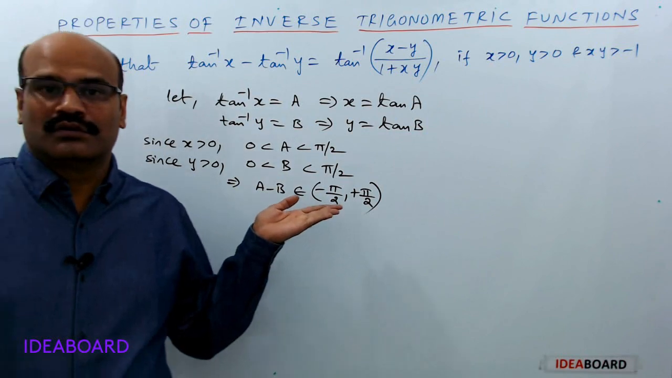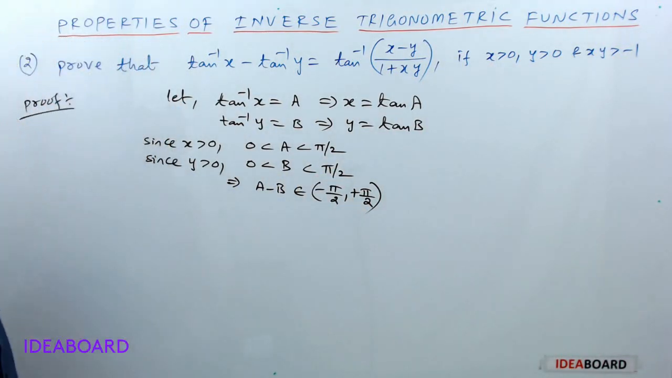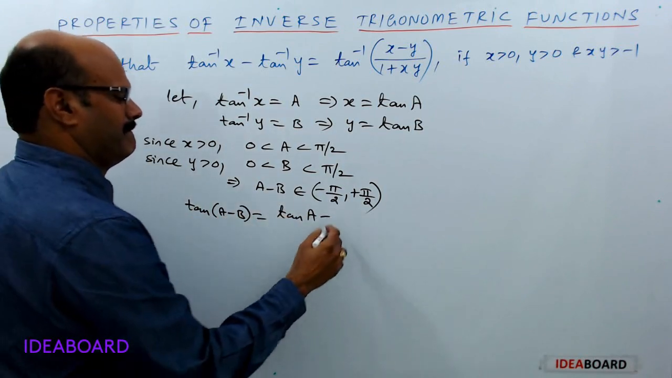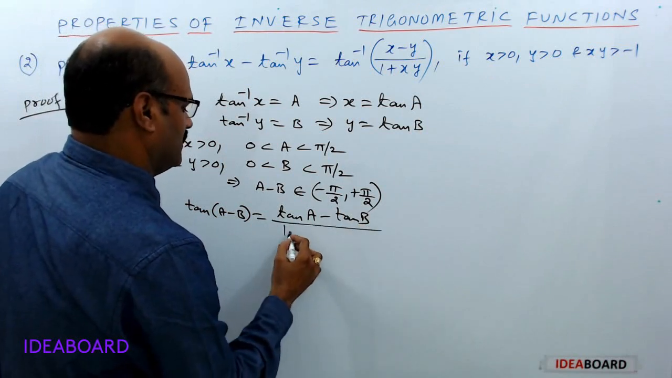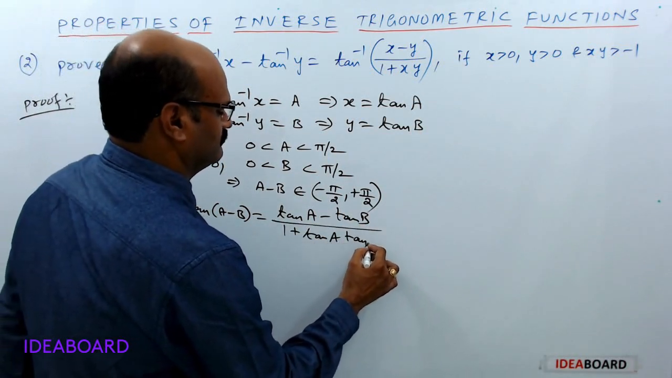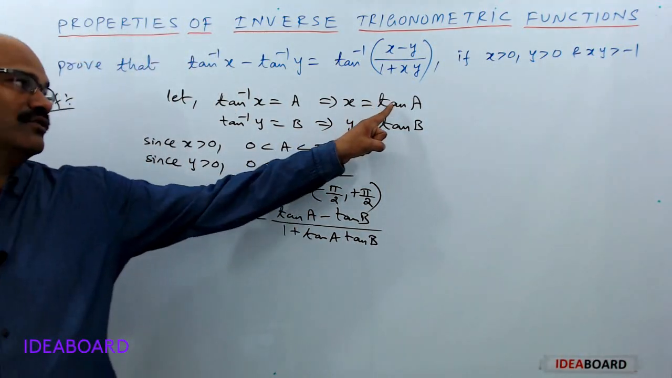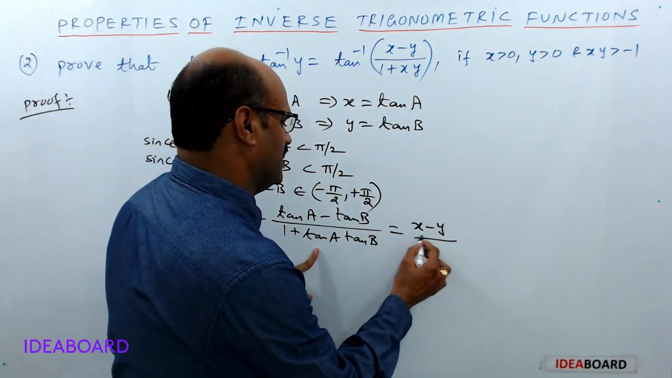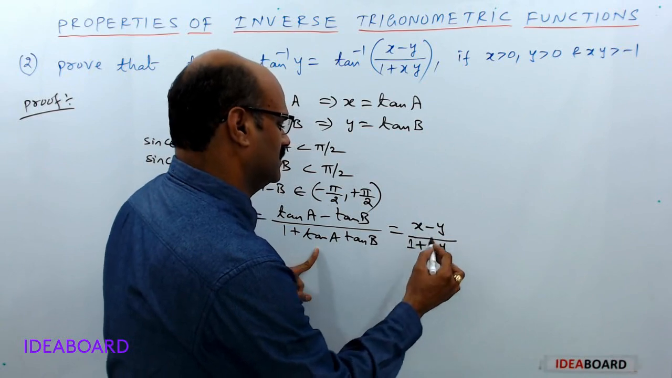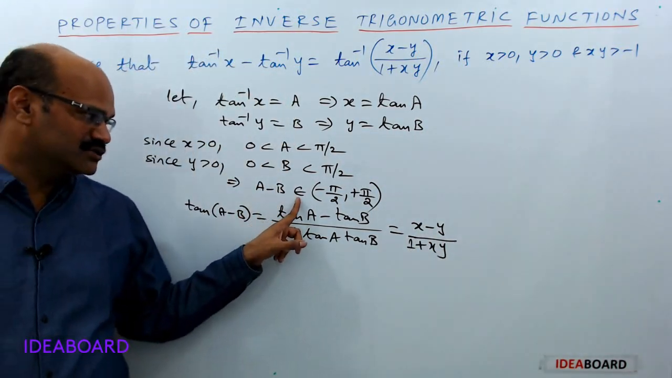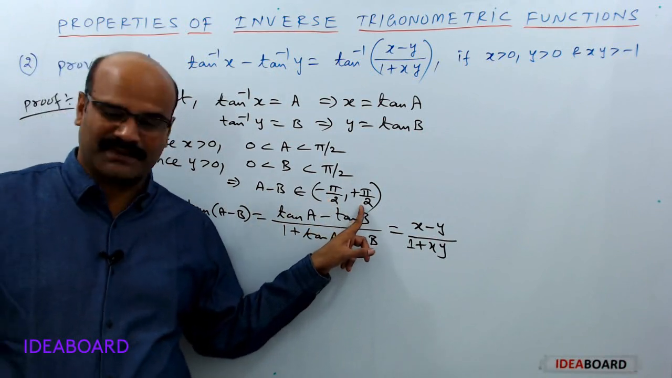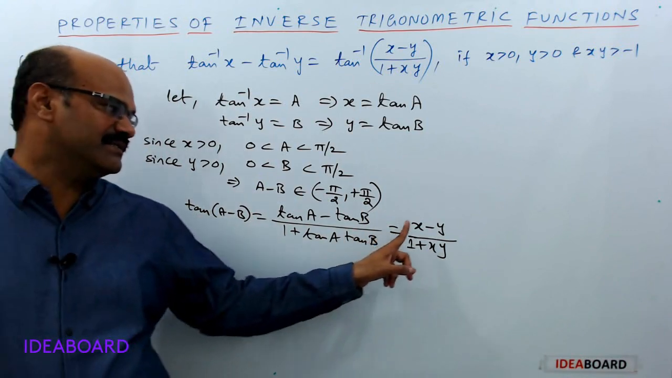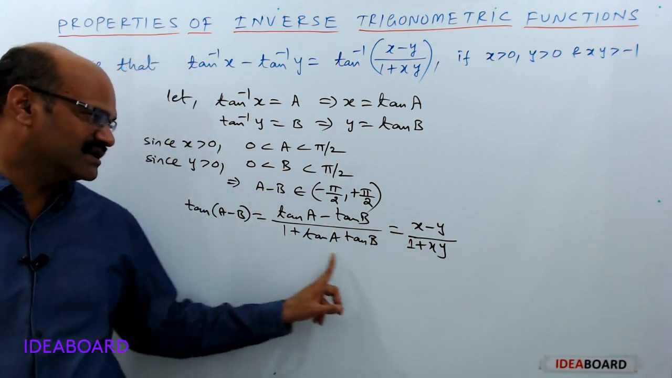Now, tan of a minus b equal to tan a minus tan b upon 1 plus tan a into tan b. Tan a equal to x, tan b equal to y. So equal to x minus y by 1 plus xy. Clearly a minus b belongs to the open interval minus pi by 2 to plus pi by 2. So inverse of this function exists.